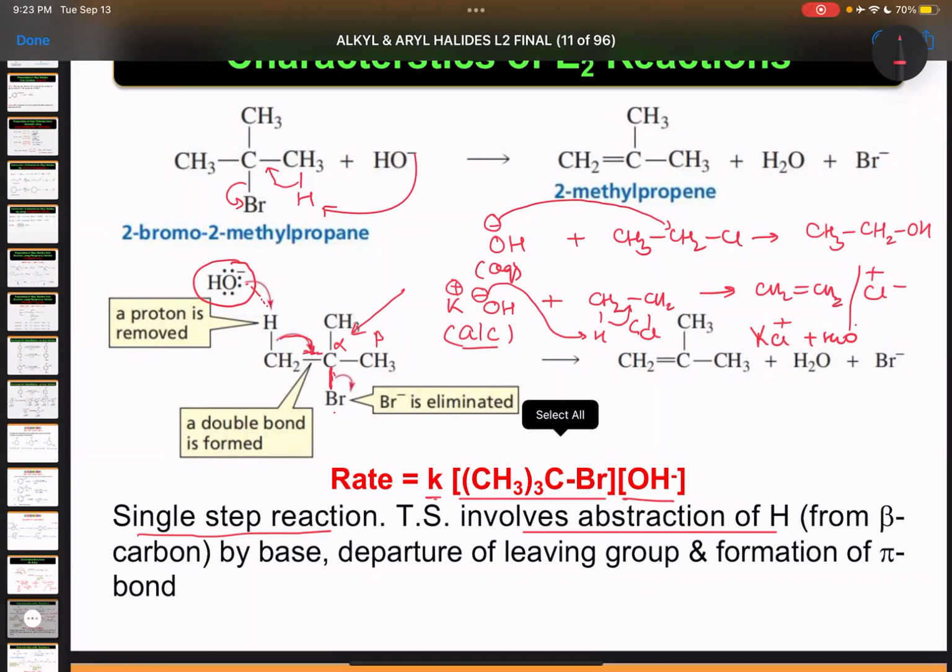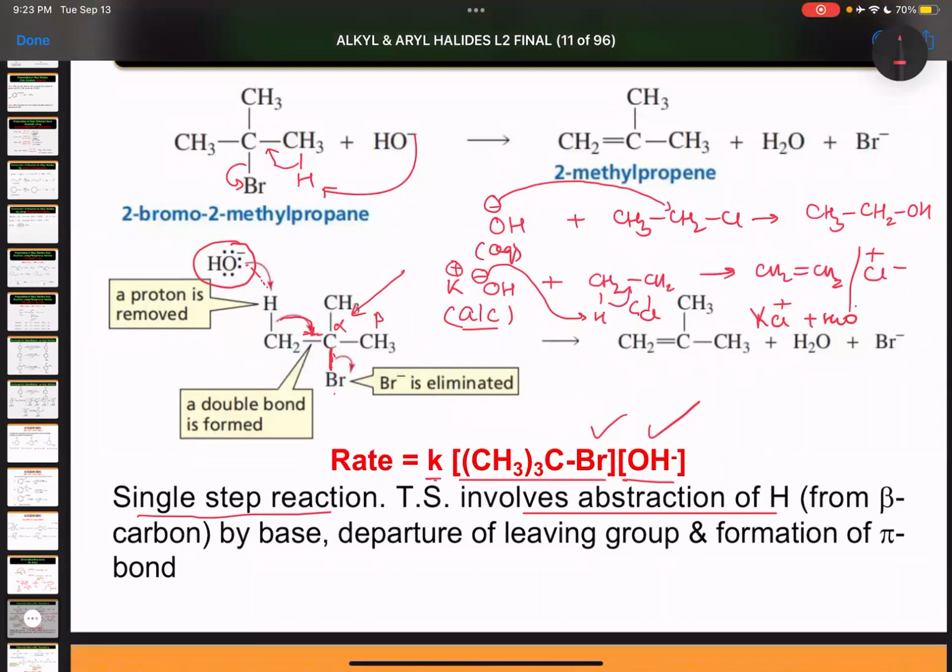Is it clear? Yes, sir. So if something attacks H plus, that is called a base. But if that something goes and attacks the carbon atom, that is called a nucleophile. Okay. Why is the rate directly proportional to the concentration of base and nucleophile? More base molecules, more elimination can take place. Actually both are colliding for the reaction.